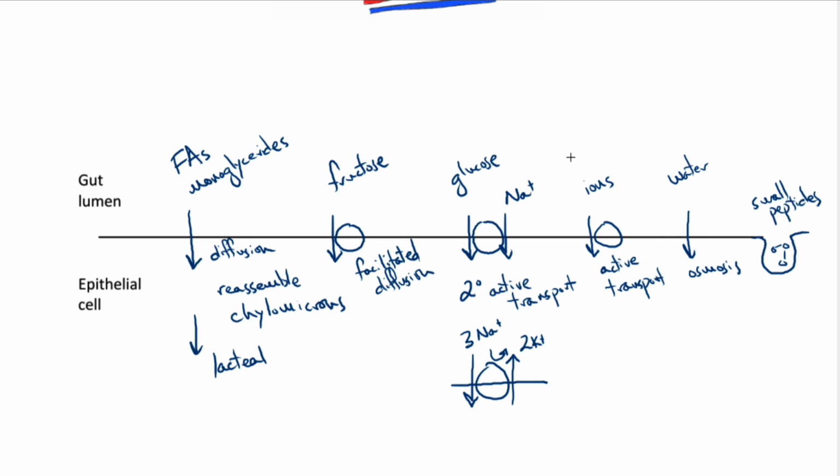And some amino acids, the breakdown products of peptides, can also be brought in by this kind of secondary active transport mechanism that we saw here with glucose. So there's a lot of different varieties, a lot of different ways to bring things into the cell. So this just gives you a bit of an idea of the complexity at the cellular level of absorption.